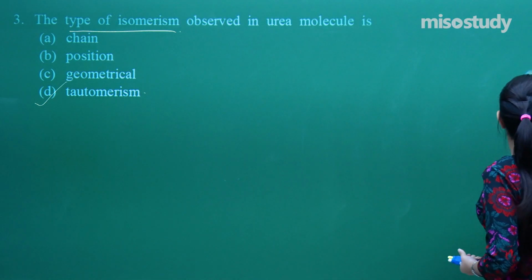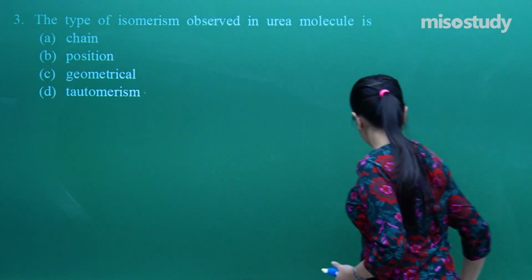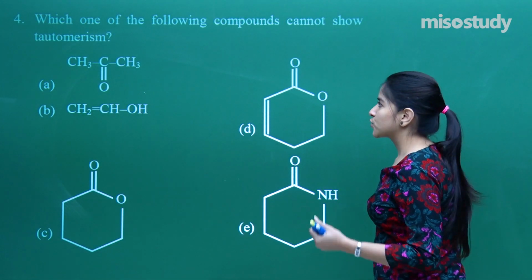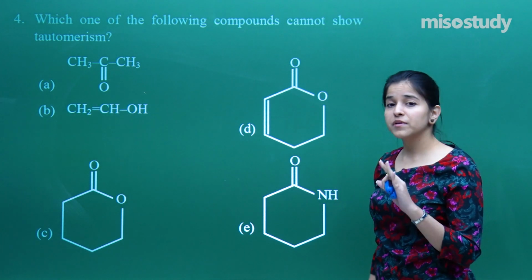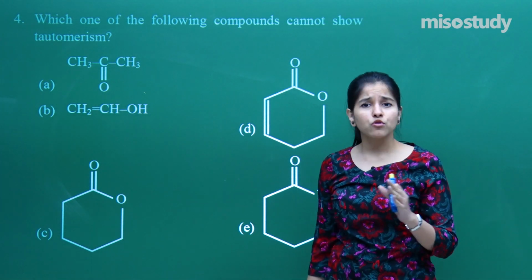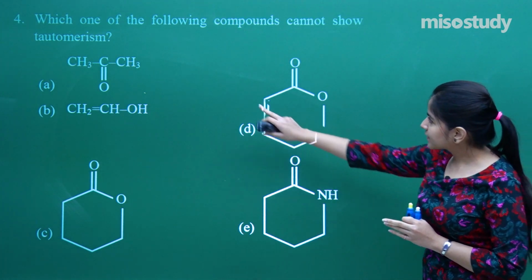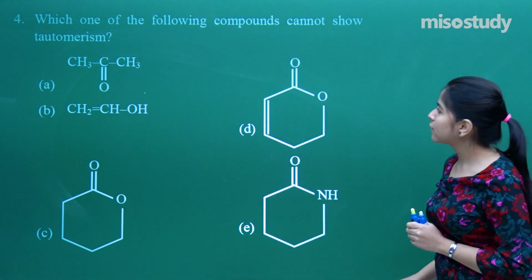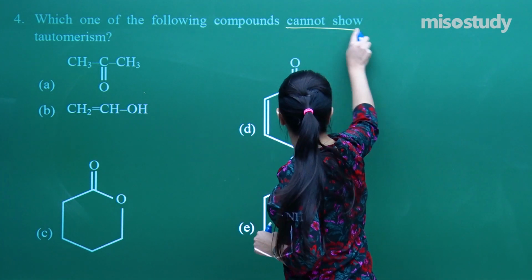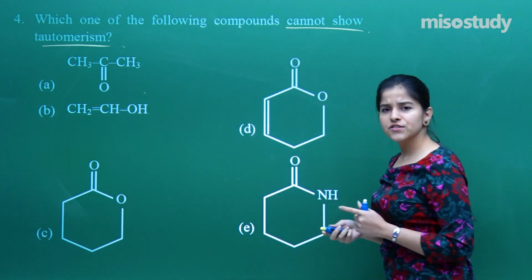What do I have? Next question says, which one of the following compounds cannot show tautomerism? So as I said, I'll be covering mostly questions from the topic tautomerism. It is mostly a repeated topic. So let's now check out which of the following compounds cannot show. You need to be very careful while reading the question. Cannot show tautomerism. So let us just observe.